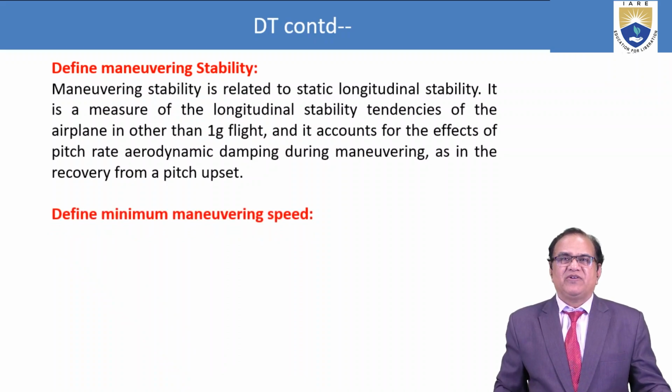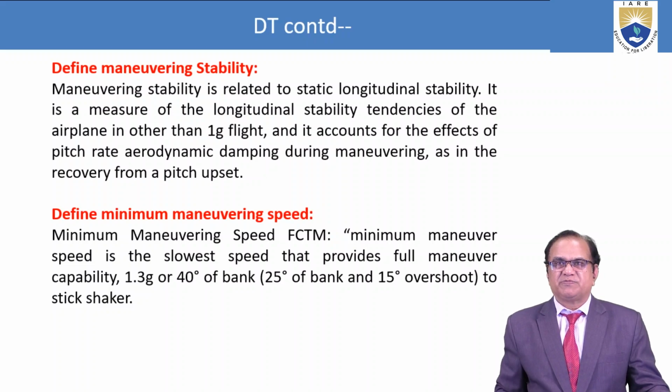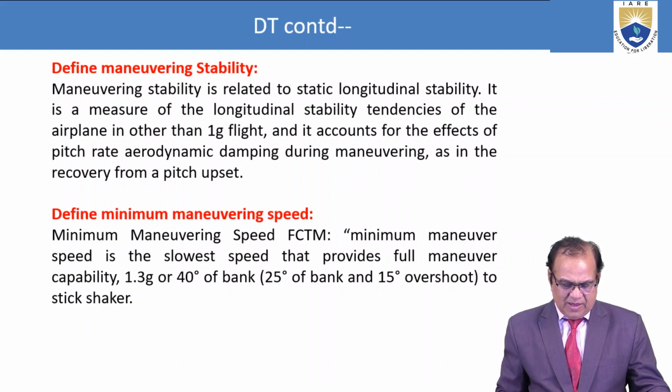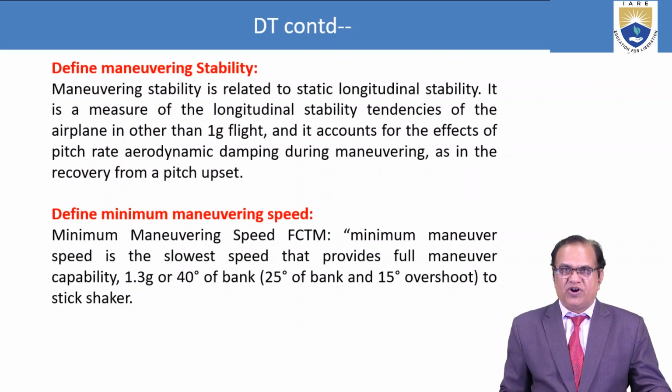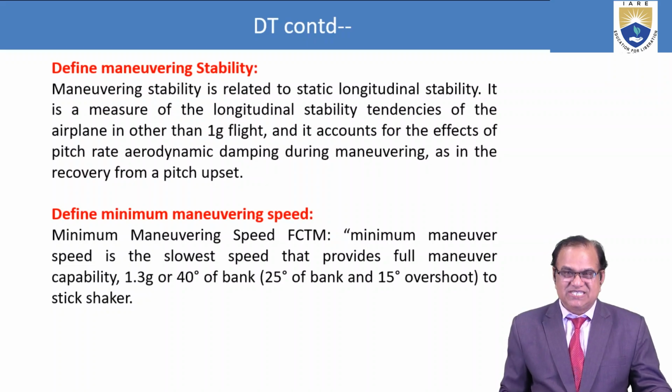Define minimum maneuvering speed. Minimum maneuvering speed, that is from the FCTM. Minimum maneuvering speed is the slowest speed that provides full maneuver capability of 1.3 G, or 40 degrees of bank, 25 degrees of bank and 15 degrees overshoot to stick shaker.